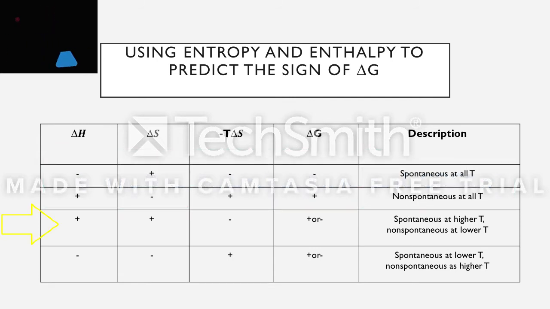In the third row, delta H is positive and delta S is positive. With a positive delta H, the reaction will occur spontaneously only when negative T delta S becomes large enough to make delta G negative. This happens when the temperature rises. The last row shows when a reaction is spontaneous at lower temperatures and non-spontaneous at higher temperatures. Delta H is negative and delta S is negative. The reaction will be spontaneous when negative T delta S becomes smaller than delta H. This happens when the temperature drops.